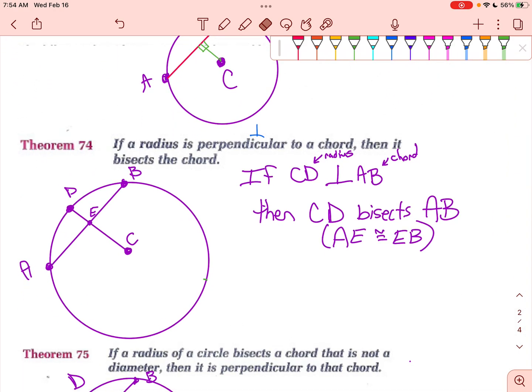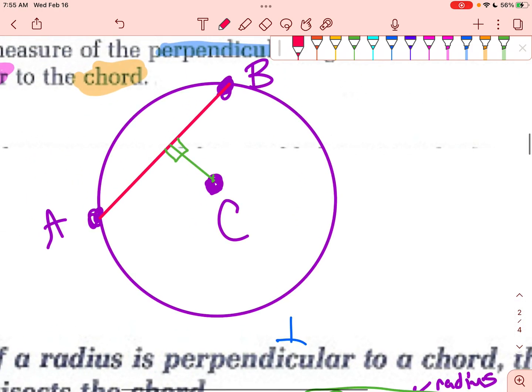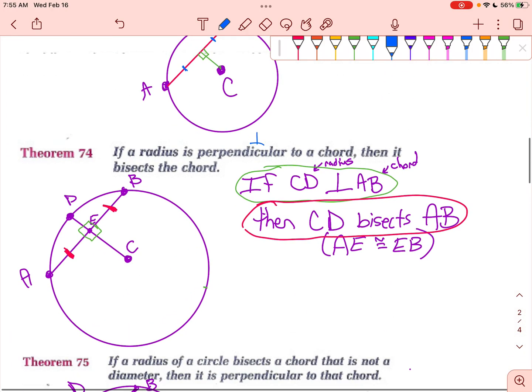Theorem 74. If a radius is perpendicular to a chord, then it bisects the chord. So if you know that CD is perpendicular to AB, if they give this to you, if you can prove right angles, then you know for sure that CD is bisecting AB. In other words, this piece has to be equal to this piece. So if you see a perpendicular, just like right here, you automatically know that this piece on the right is congruent to that piece on the left.